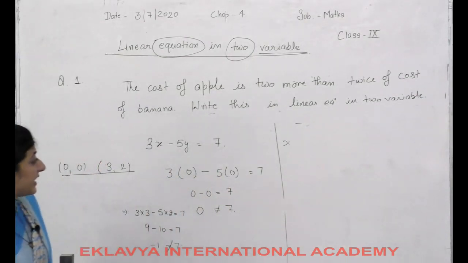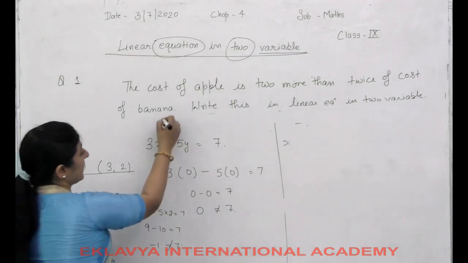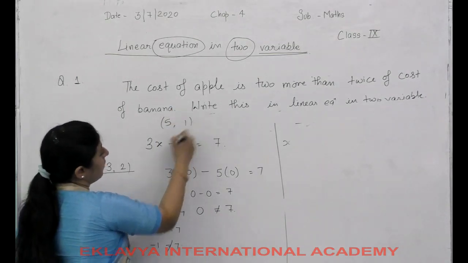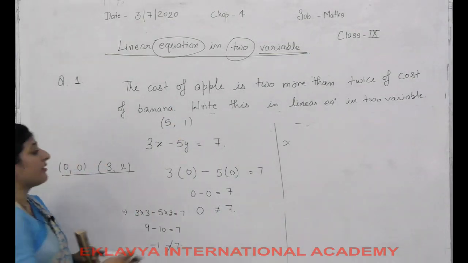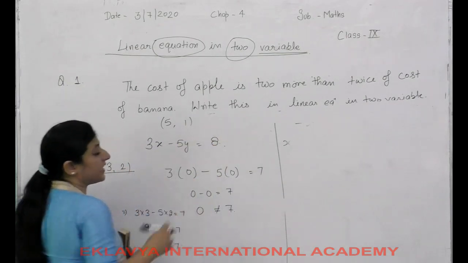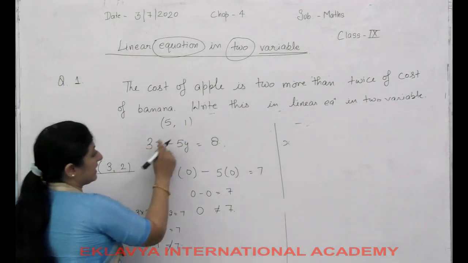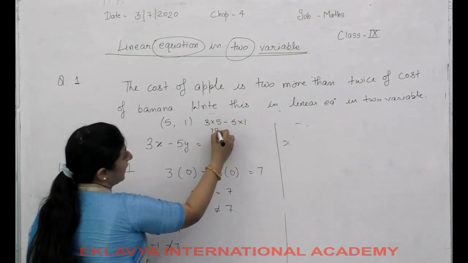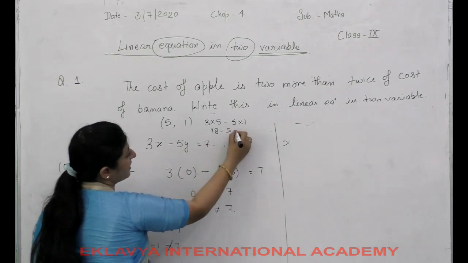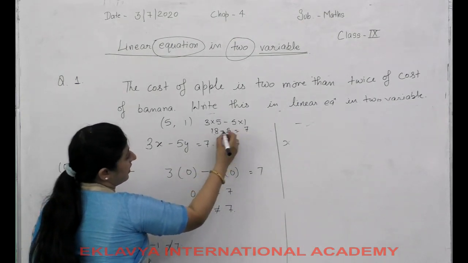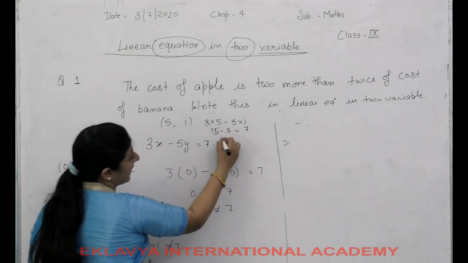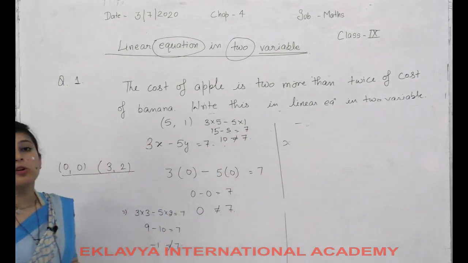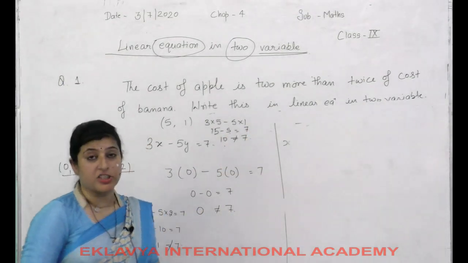Suppose we take any other value, I write x value is 5 and y value is 1. Now check it. 3 fives are 15 minus 5 into 1, that is 15 minus 5, which is 10. 10 also does not equal 7. It means it is also not a solution of this given equation.